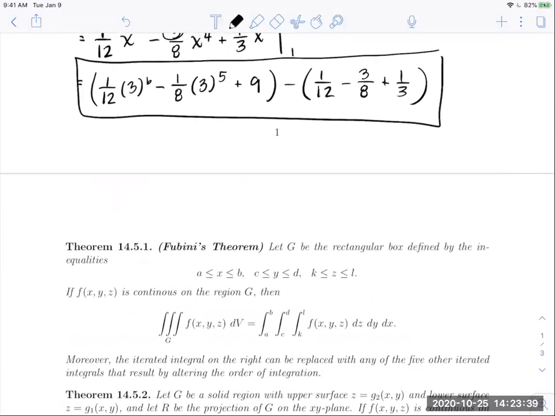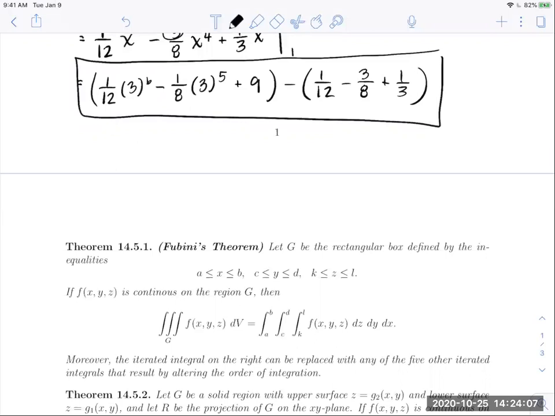We have an analog to Fubini's theorem in 3 dimensions. We're going to let G be a rectangular box defined by the given inequalities. So notice that all of those variables A, B, C, D, K, and L are constants. If f(x, y, z) is continuous on this region, then we can replace the triple integral dV as a dz, dy, dx with the appropriate limits of integration.